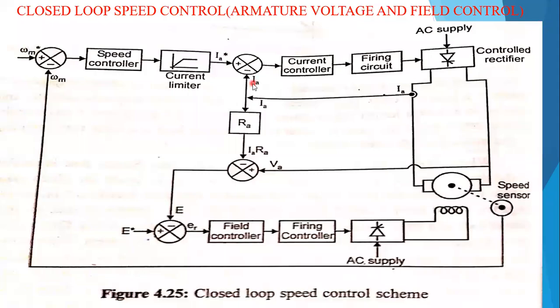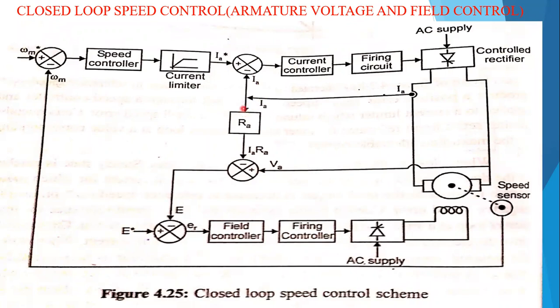So coming to the closed loop speed control scheme for armature voltage control and field weakening control. This is the block diagram. The basic approach of the closed loop control is based on the previous block diagram, the previous lecture. The drive employs the same way.